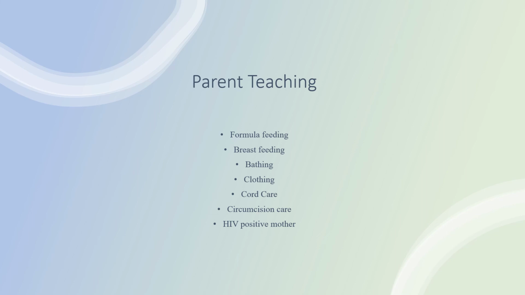Circumcision care, you would want to apply petroleum jelly gauze to the penis, except when a plastibell is used. And clean the penis after each voiding by squeezing warm water over it. You want to observe for any signs of edema, infection, or bleeding. If any signs of infection occur, they need to make sure that the healthcare provider is called.